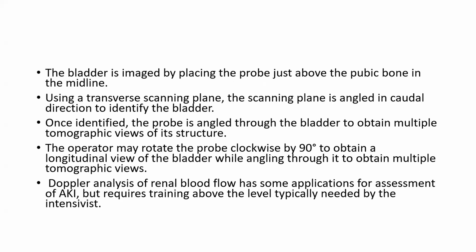The bladder is imaged by placing the probe just above the pubic bone in the midline. Using a transverse scanning plane, the probe is angled in the caudal direction to identify the bladder. Once identified, the probe is angled through the bladder to obtain multiple tomographic views of the structure. The operator may rotate the probe clockwise by 90 degrees to obtain a longitudinal view of the bladder while angling through it to obtain multiple tomographic views.